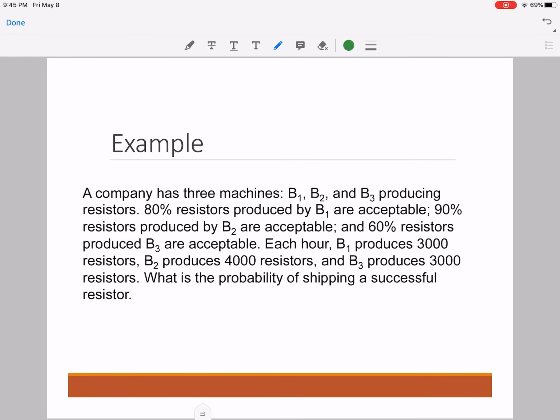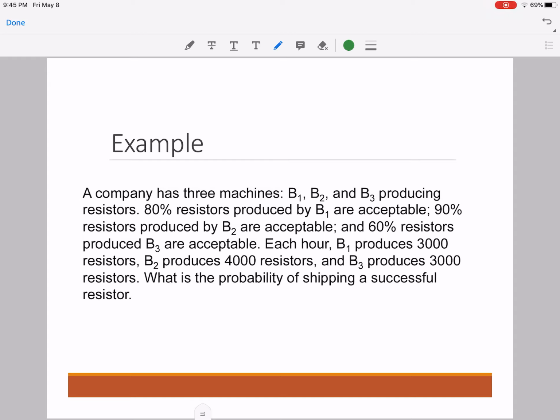Consider this example. A company has 3 machines B1, B2, and B3 producing resistors. 80% of resistors produced by B1 are acceptable, 90% of resistors produced by B2 are acceptable, and 60% of resistors produced by B3 are acceptable. Each hour, B1 produces 3,000 resistors, B2 produces 4,000, and B3 produces 3,000. What is the probability of shipping a successful resistor? So if I were to pick a resistor, what is the probability that it's a good one?